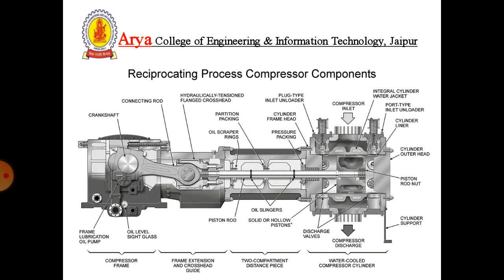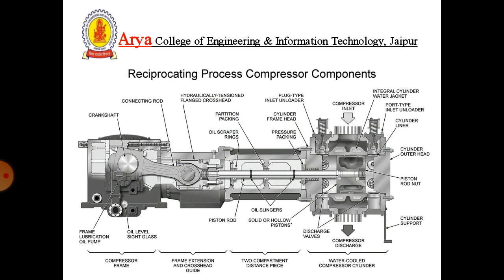Now the basic components of the reciprocating compressor are shown in the diagram, that is a sectional view of the reciprocating compressor in actual. It has four basic groups of components. First is the compressor frame, in which we have the driving elements that have the crank to drive the piston by converting the rotation into reciprocating motion using different elements.